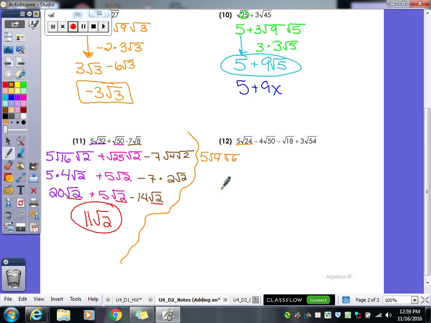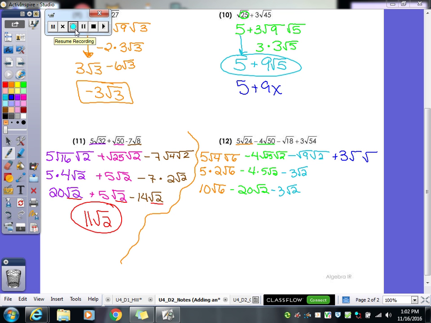I know 24 is tricky because a lot of people think it would be bigger than 4, but really 4 is our largest perfect square that goes into it. So 4 comes out of the radical as a 2. And then I have to multiply it times the 5. So we get 10 radical 6 for that first one. So I'm going to give you a minute. I want you to try to reduce your 4 radical 50 on your own. Let's see if you can get that one.